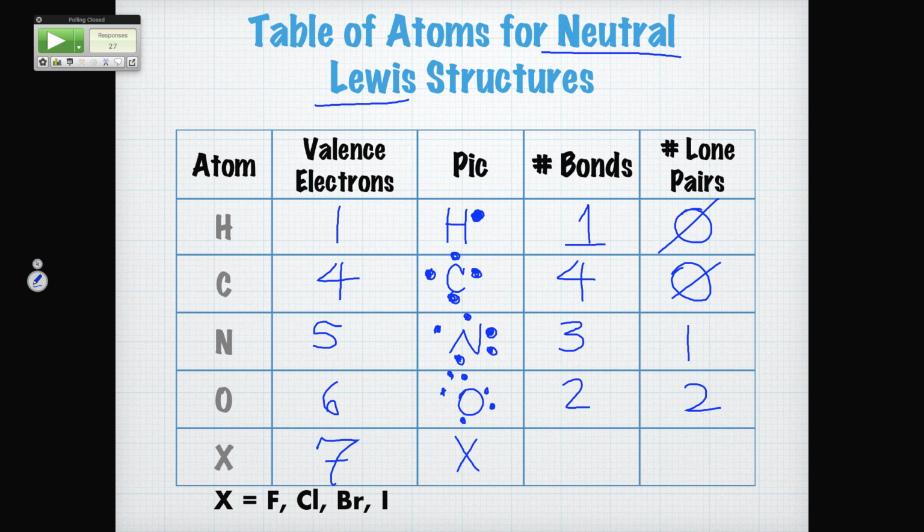Now I'm going to go 1, 2, 3, 4. Now I start doubling up. 5, 6, 7. So how many bonds am I going to get out of those halogens? 1. And how many lone pairs? 3. Notice as we went across the table, the number of bonds went down and the number of lone pairs went up. And we're just worrying about the nonmetals. Any questions so far? This little table will hopefully help you draw the structures.